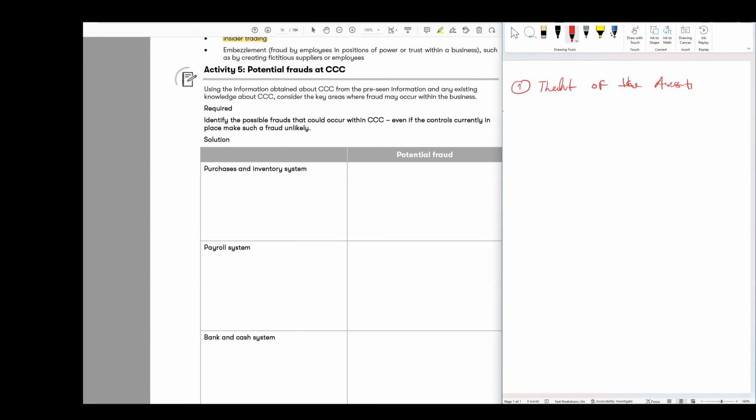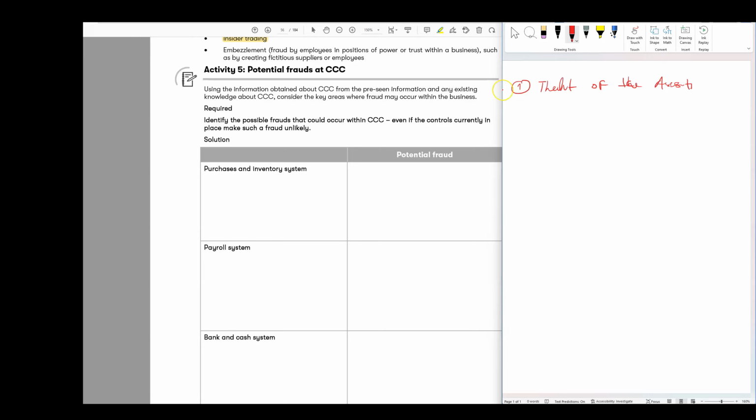So it is possible the computer and the other asset could be stolen by any of the staff within the CCC due to easy access to the accounts office. So anyone can just go in the accounts office so they can steal it. So all this information we are talking about now is from the CCC present scenario information. So you need to make sure you read that first before you answer this question. So theft of the asset is one.